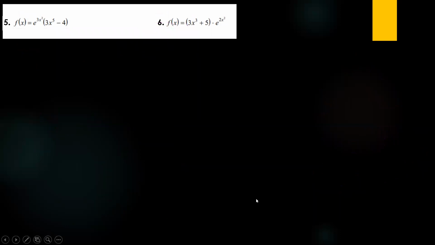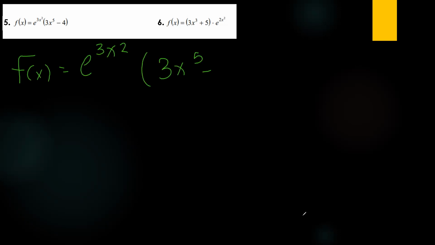Now let's do these 2 examples here. Let's continue. Number 5. f of x is e to the power 3x squared times 3x to the power 5 minus 4. Now here, what did we have? We have e to the power 3x squared multiplied by 3x to the power 5 minus 4. So the first step, which rule do we have to use? Chain rule, power rule, or quotient rule? Power rule, because here we have an exponential function multiplied by a quadratic expression.